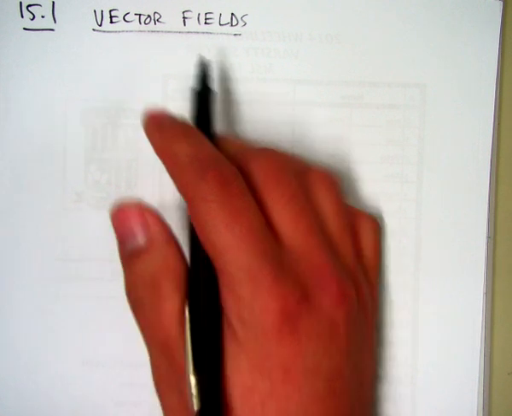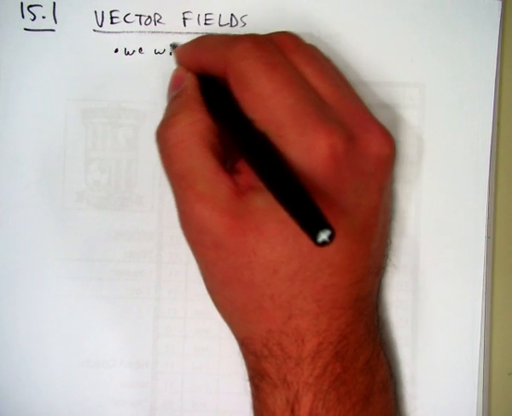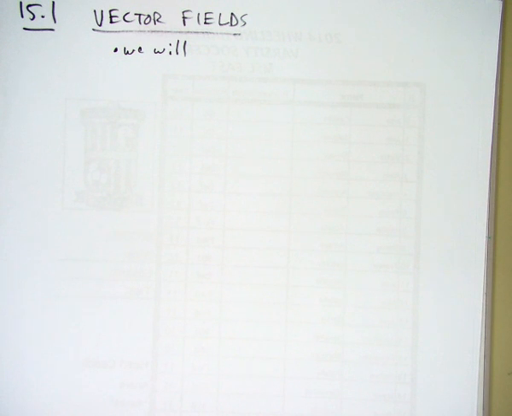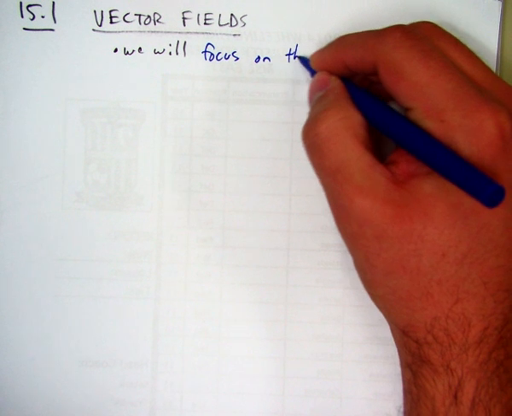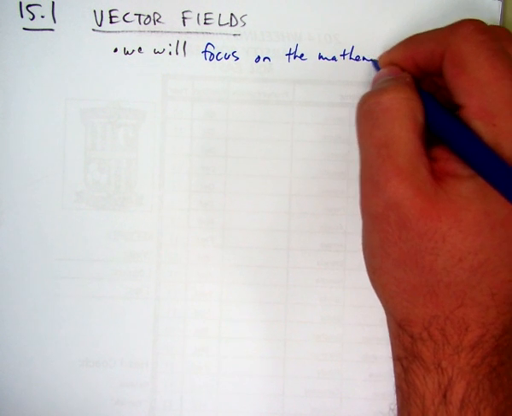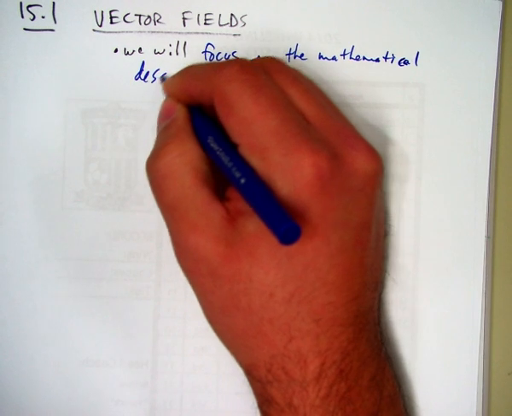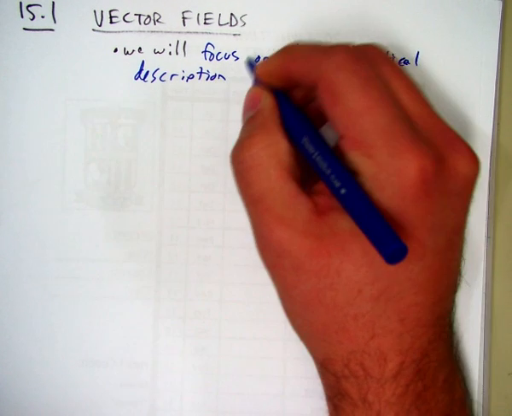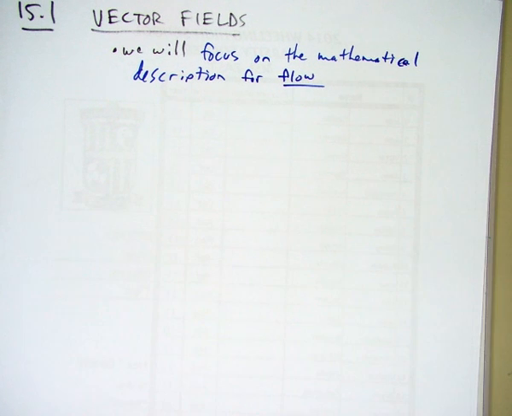Vector fields will help us focus on the mathematical description for flow. So anything that flows, we'll be talking about, or this is what all this applies to.